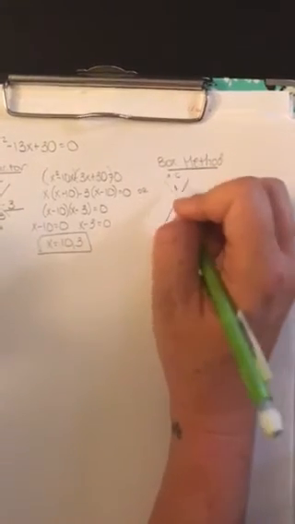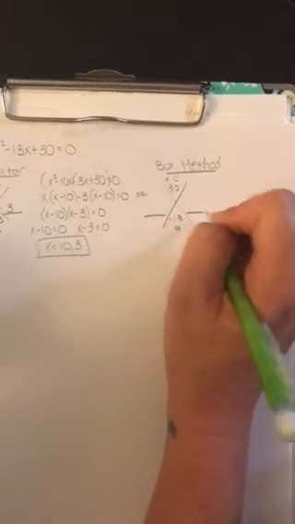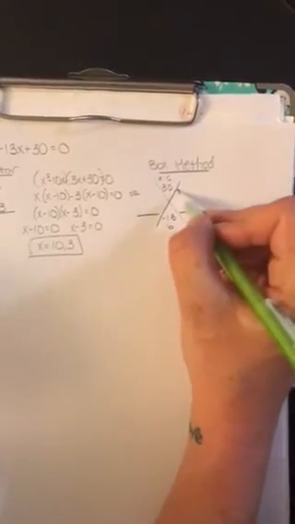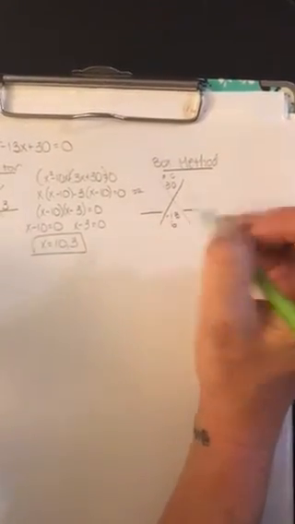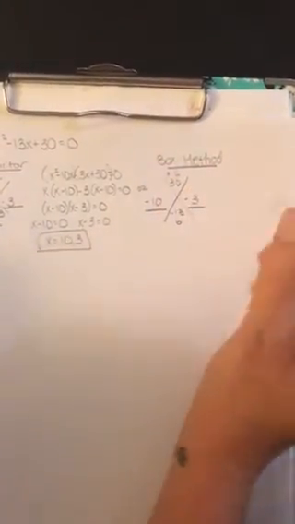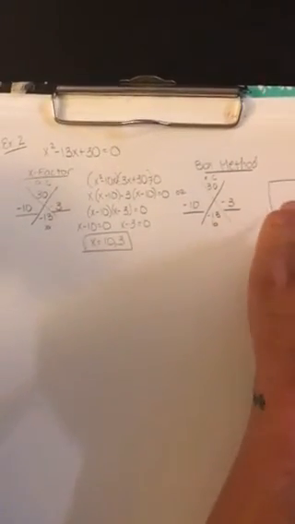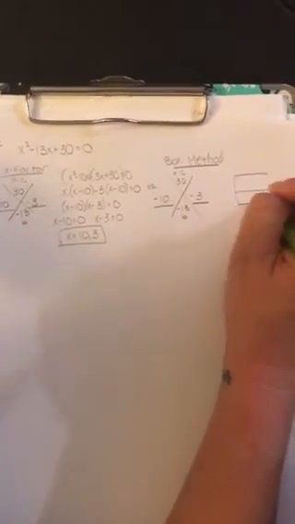A times C at the top, which is 30, B at the bottom, which is negative 13. We have to figure out what multiplies to a positive 30 but adds to a negative 13. In this case, it's negative 10 and negative 3. Hey, we just saw that. So fancy. All right, create your box. There's 4 boxes within the big box.